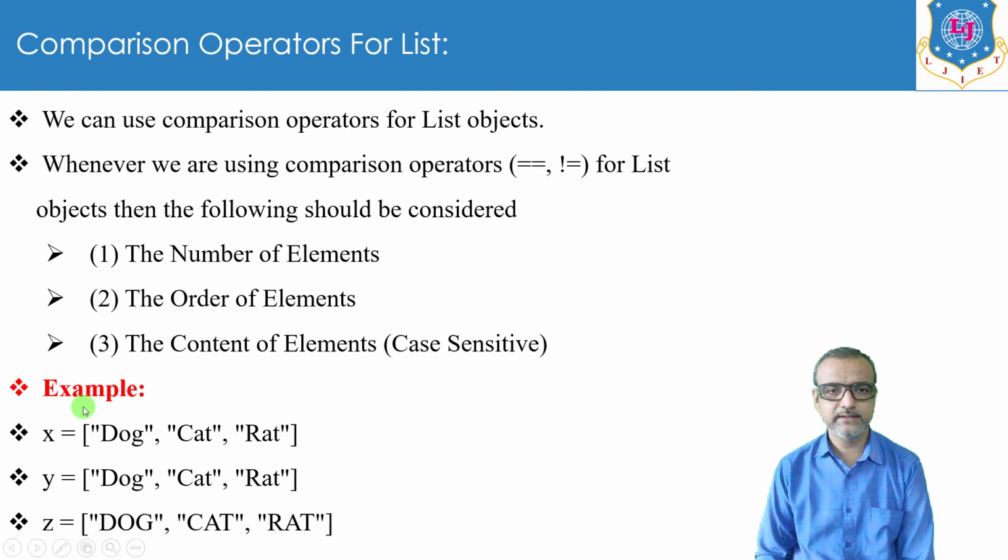Now I will make you understand this concept with the help of an example. See, in list X we have taken three elements: dog, cat and rat. In list Y we have taken the same elements as in list X, and in list Z we have taken the same elements, but you can see the difference. Here we have all capital alphabets. Here you can see that all the elements of X and Y are the same, but the elements of X and Z are not the same. The elements of Y and Z are not the same.